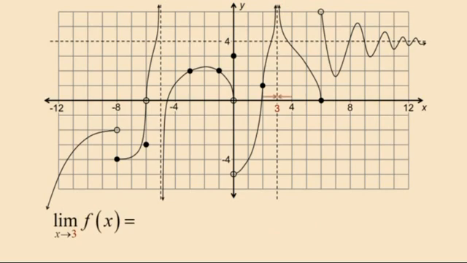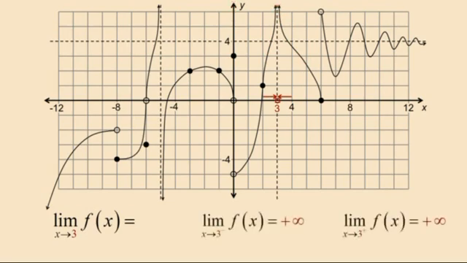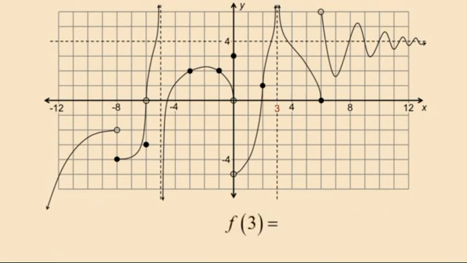Now we take a look at the limit as x approaches 3 of f of x. Remember, this is a two-sided limit. Notice that in this case, the one-sided limits are both increasing without bound to +∞. Therefore, we say that our two-sided limit is equal to +∞. How about the function value at x equal 3? It is undefined. Remember, 3 is not in the domain of our function.